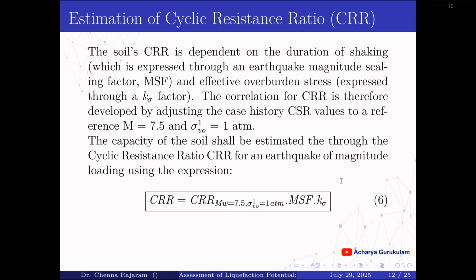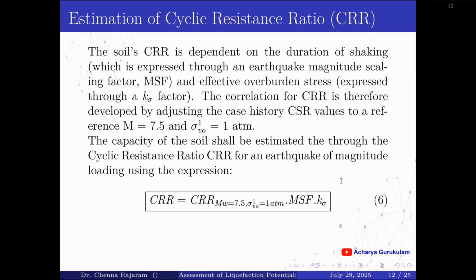The soil's CRR is dependent on the duration of shaking, which is expressed through an earthquake magnitude scaling factor, that is MSF, and on the effective overburden stress, expressed in the K sigma factor. The correlation for CRR is therefore developed by adjusting the case history CSR values to a reference M equal to 7.5 and sigma V naught prime at 1 atmosphere.